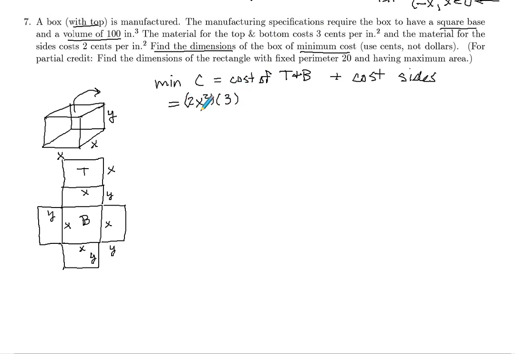So this is number of square inches. Length times width, they'll give square inches. And then the sides, total area of the sides, well, one side is x times y, base times height. And we've got 1, 2, 3, 4 of those. So the total area of the sides is 4xy. And then times the cost per square inch, 2 cents per inch. So that's going to be times 2. And this will be cost in cents. Okay, so this is going to be in pennies instead of dollars.